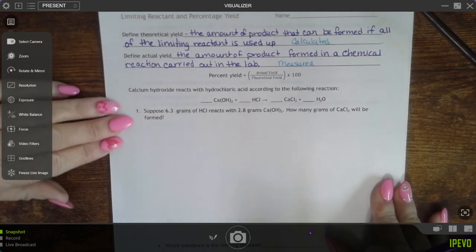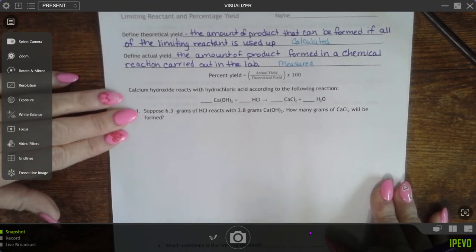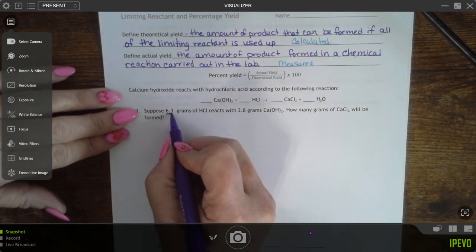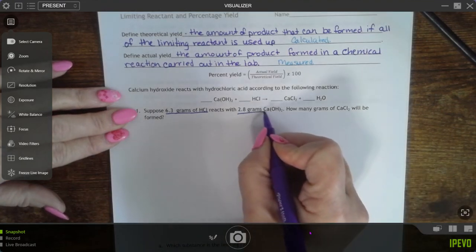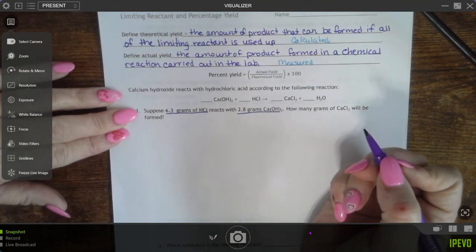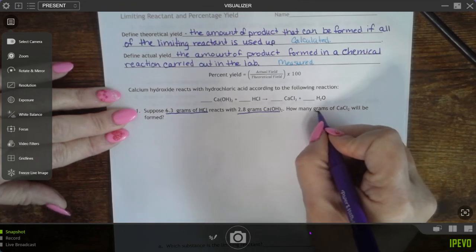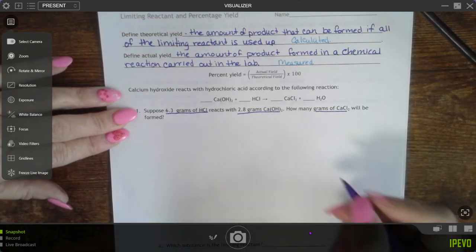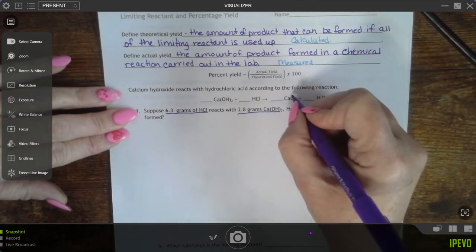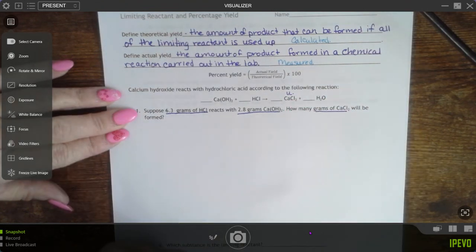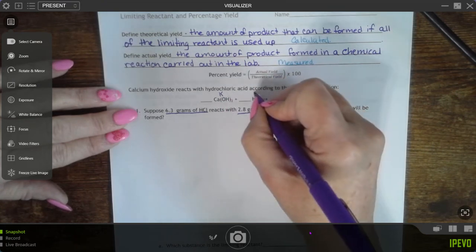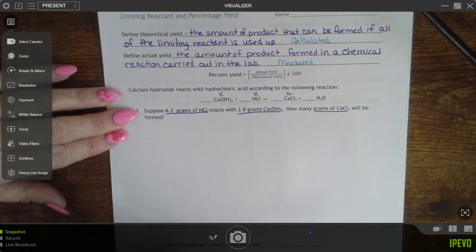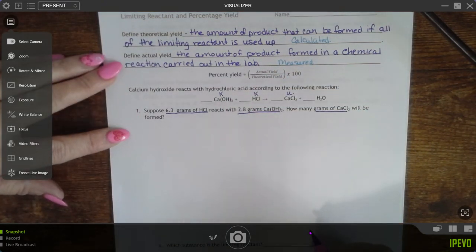All right, so let's look at this equation. Suppose 6.3 grams of HCl reacts with 2.8 grams of calcium hydroxide. How many grams of calcium chloride will be formed? So this is what we're looking for, our unknown, calcium chloride. And we have calcium hydroxide and hydrochloric acid, HCl, to start.